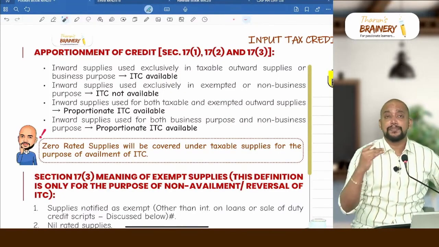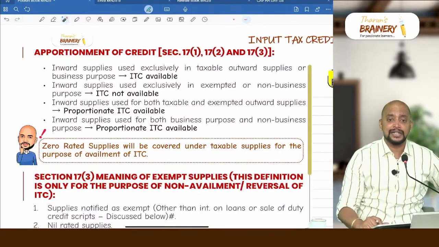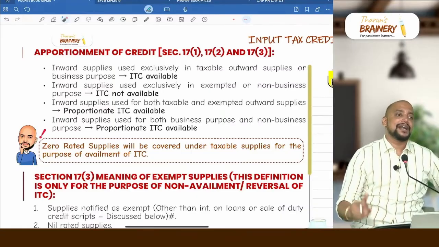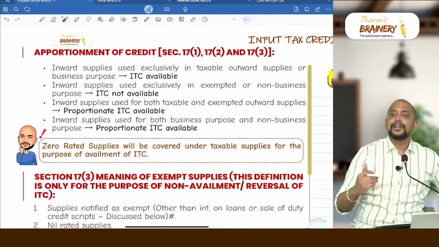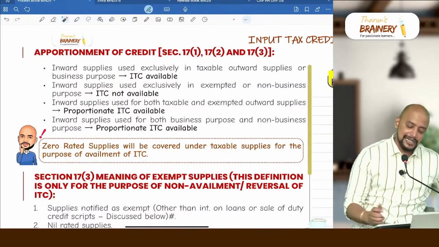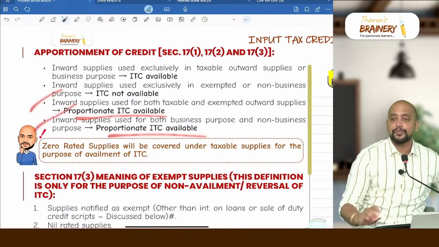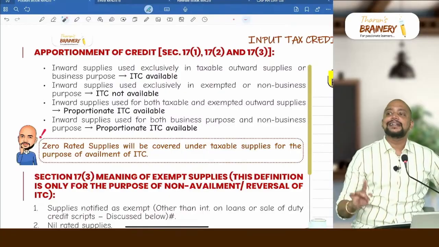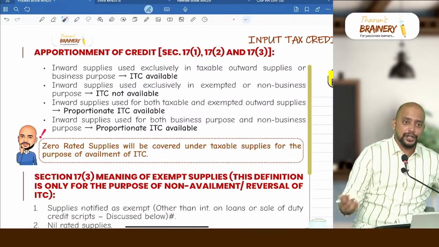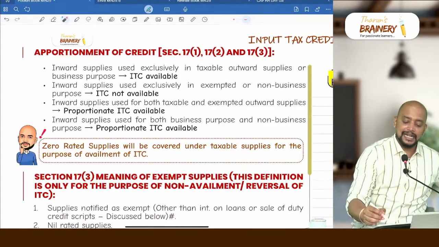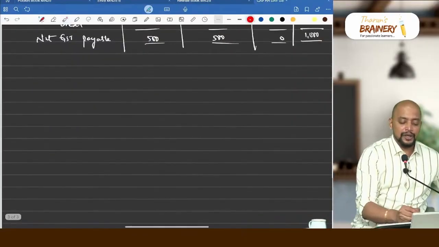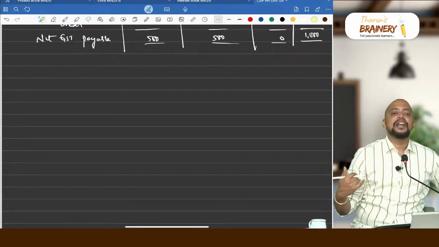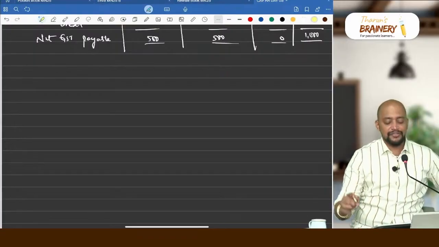When inward supplies are partly used for taxable, partly used for exempted, yes, proportionate ITC we can take. Same way when inward supplies are used partly for business and partly for non-business, then also we can proportionately take ITC. These two cases we can take proportionate ITC. And how do we take proportionate ITC? Don't take the ITC directly. So there is rule 42 and 43, and everywhere it is clearly given that first we need to follow ITC availed minus ITC reversed, then only we will get the net eligible ITC.